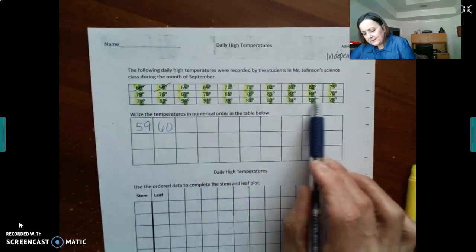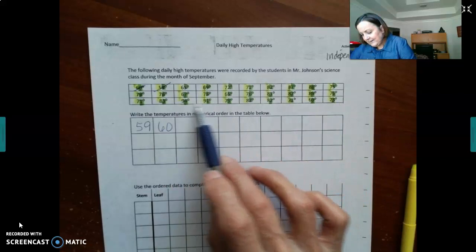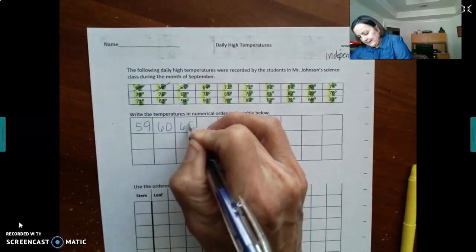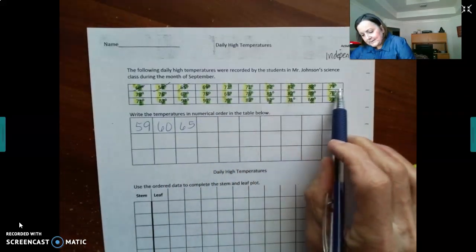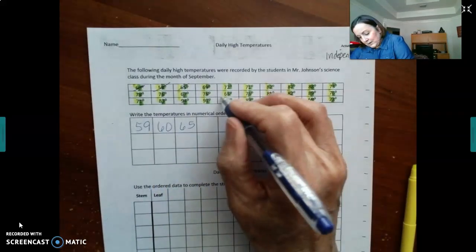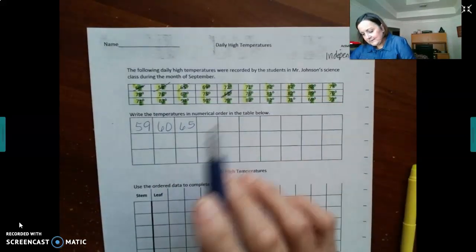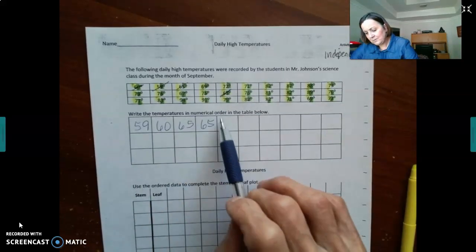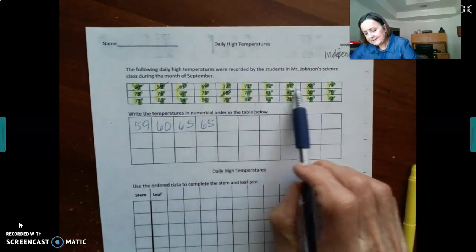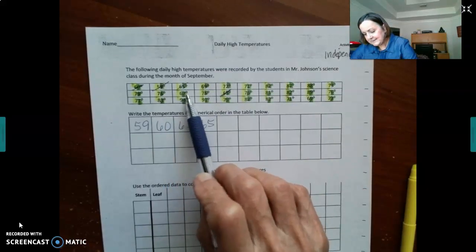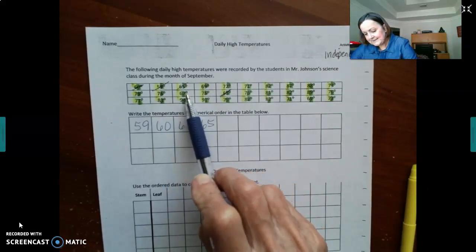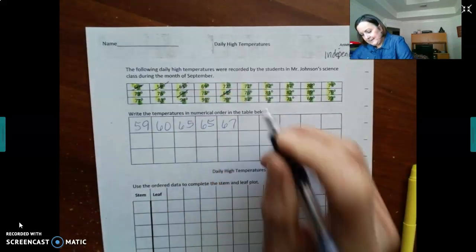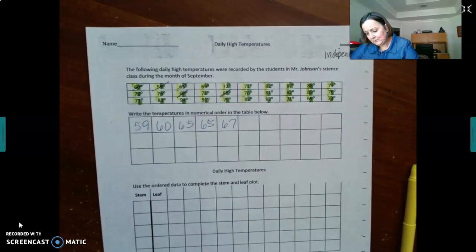I'm going to look for something that's less than 65. I don't see one, so we're going to stick with 65. And we're going to continue to see if we have another temperature that's 65 degrees, and we have one more. And then we're going to look for maybe 66, 67, 68. There's a 67. Is there a 66 anywhere? I don't think so. So we're going to put 67. And I believe that was the only one.